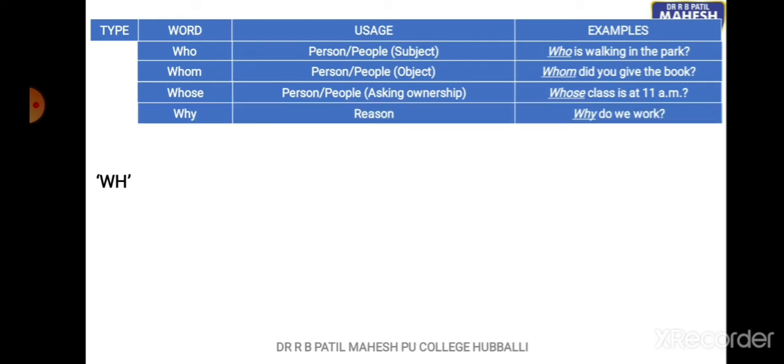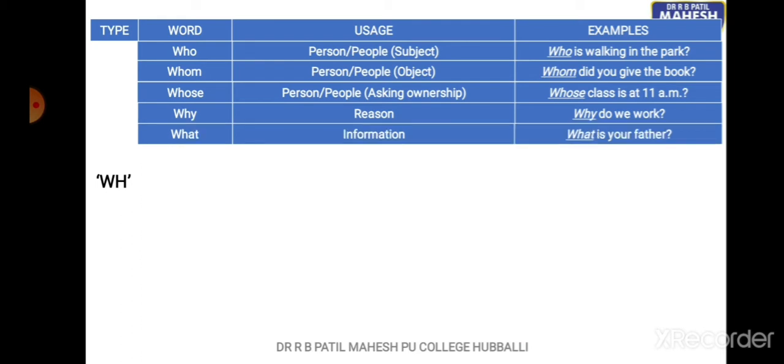Why is the next WH word. It is used to inquire the reason. So, why do we work? The reason is to maintain our livelihood. So the reason is sought when you use why.